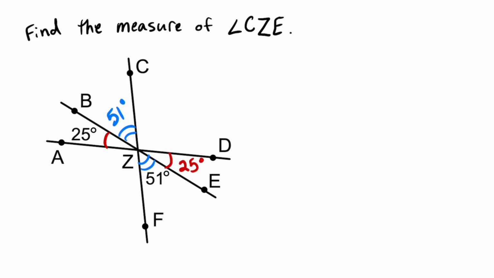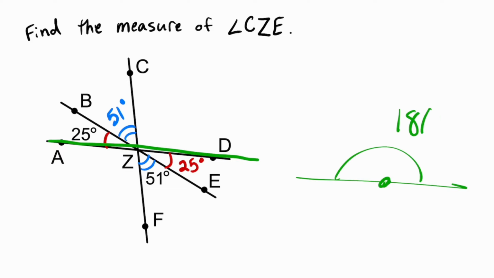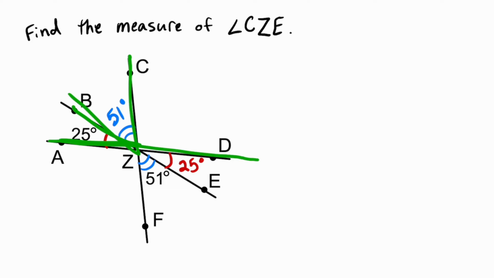The thing that we can also use here is the fact that any angles that come together to make a line have to add up to 180 degrees because a line on its own is like halfway around the circle, it's 180 degrees. So for example, if we look at angle AZB, angle BZC, and angle CZD, these three angles together make this straight line, which means those three angles are supplementary, or they add up to 180 degrees.